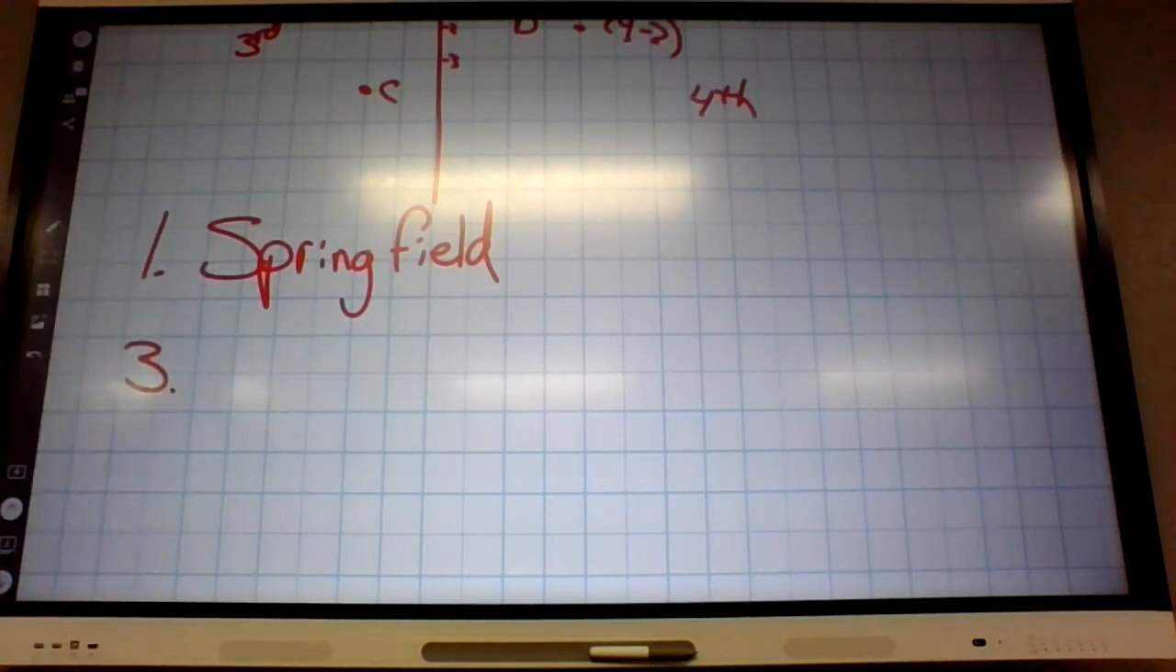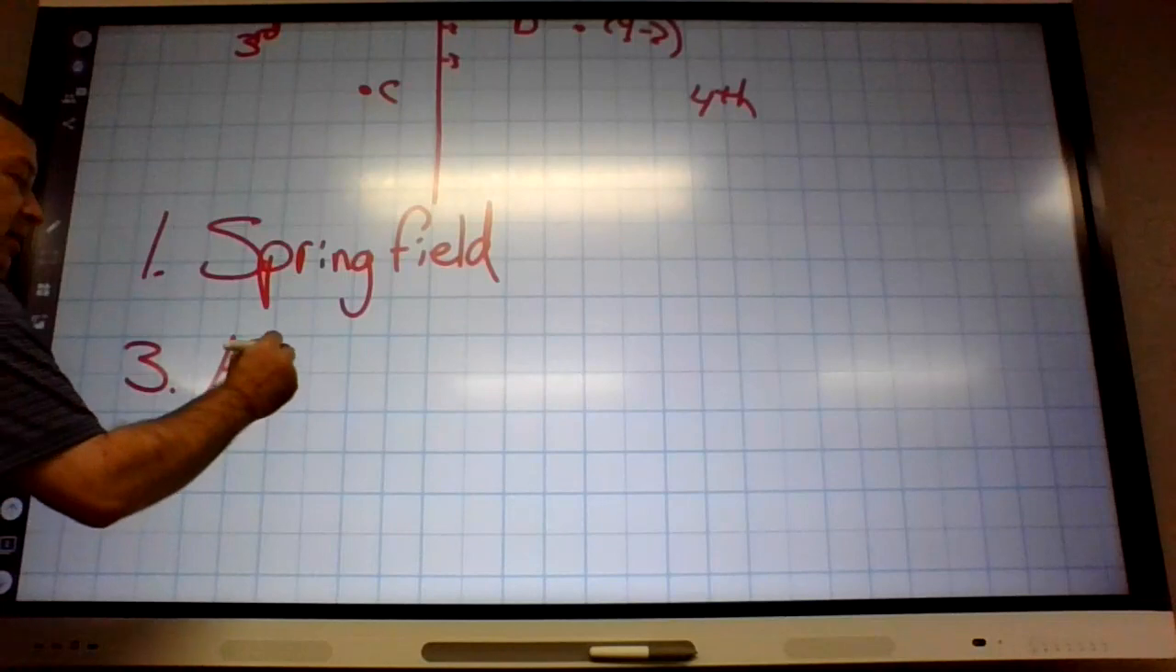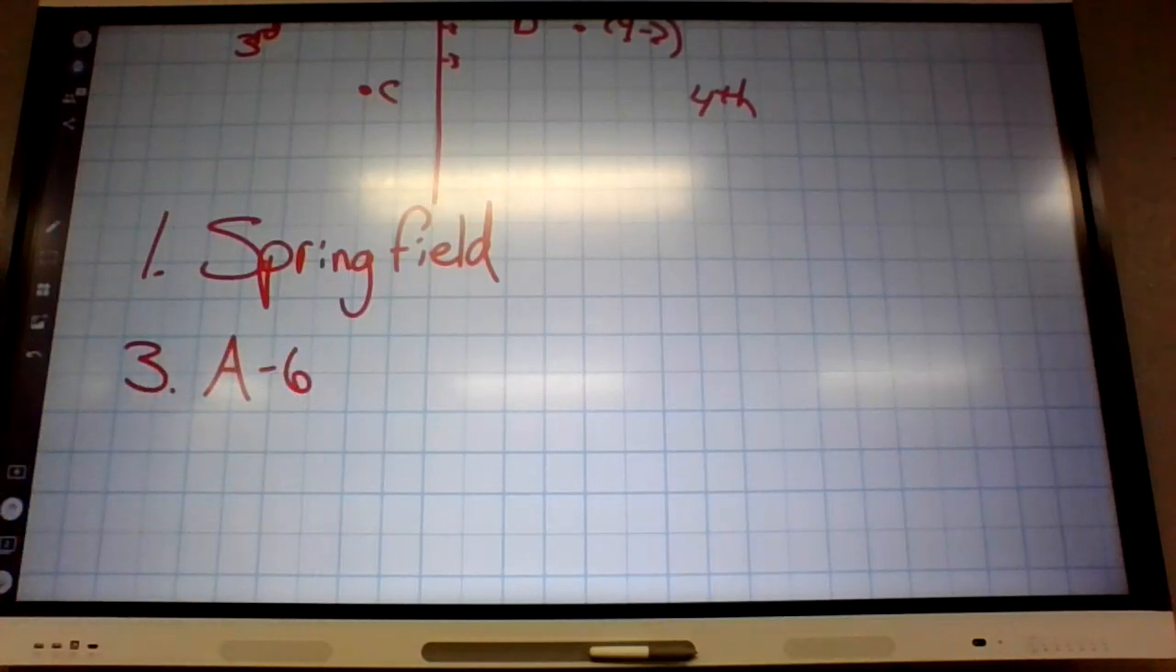Number 3, still using that same picture, what's the location of Rock Island? Where is Rock Island? I don't see it. Okay. It's in the northwest corner. Do you guys see Rock Island? Yeah. Well, they call it A6, like A-6. Everybody find Rock Island? It's in A6.